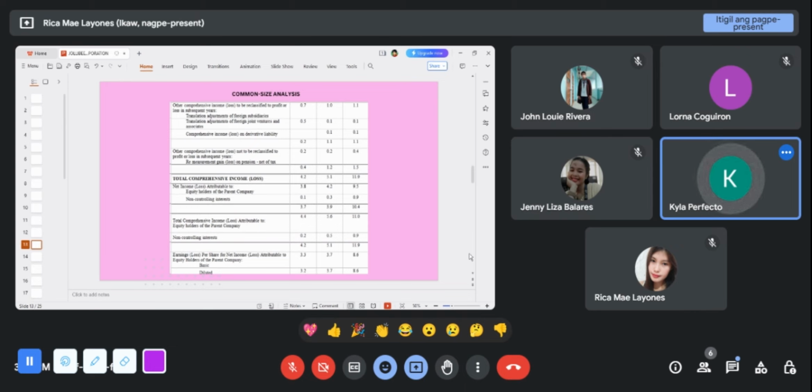The earnings (loss) per share for net income (loss) attributable to equity holders of the parent company. So in 2022, we have 3.3%. In 2021, 3.7%. And in 2020, we have 8.6%. Diluted, we have 3.2 in 2022, 3.7 in 2021, and 8.6 for 2020.